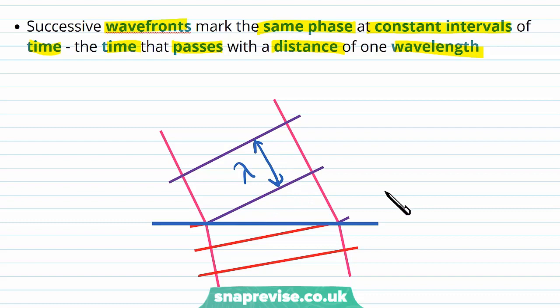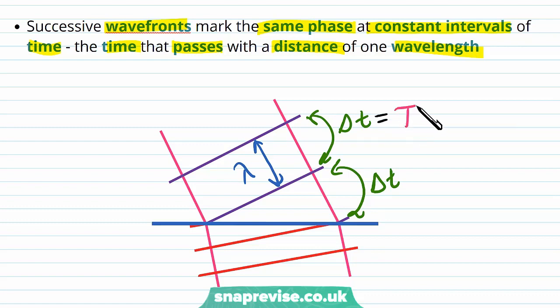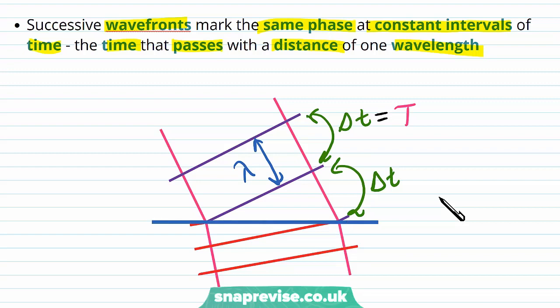So therefore we have a constant time interval between each wavefront, which we call delta t. And in fact, delta t is also known as the period of the wave, because it's the time taken to complete one full cycle, so for the wave to move through one complete wavelength. And we've also got delta t between these two wavefronts here in the new medium.